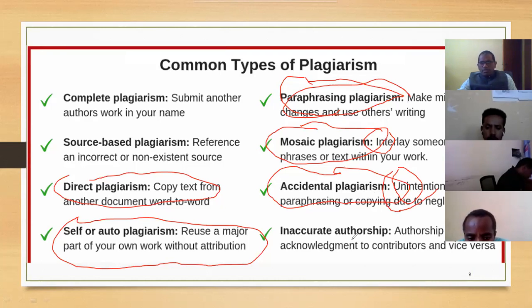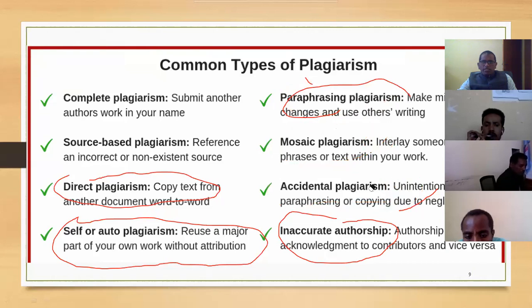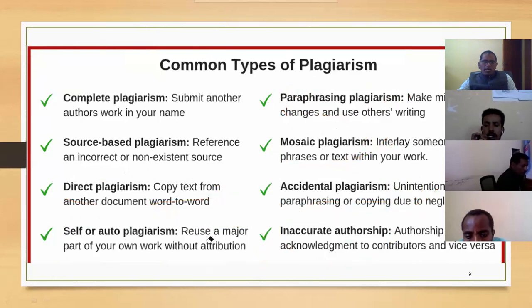Next, inaccurate authorship, like listing authorship instead of acknowledging contributors, or vice versa. You are copying, but you are not acknowledging. Without acknowledgement, by removing others' names, or putting others' names only in the acknowledgement. So that is another plagiarism we can see. These are all different plagiarisms that we can see in our daily life.